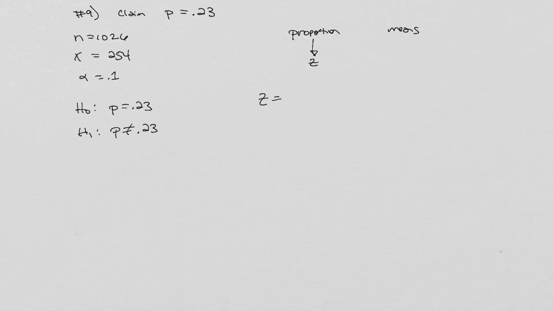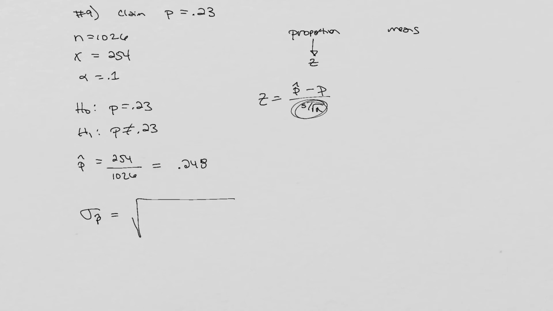So my z-score is again going to be p hat minus p over the standard deviation over the square root of n type of a thing. Right. In this case, what's p hat? It's the number of successes over 1,026. And if you divide that out, you get 0.248. And now what about my standard deviation for these samples? Right? So to get my standard deviation of p hat, if you remember what we do is we take the square root of p times 1 minus p over n.